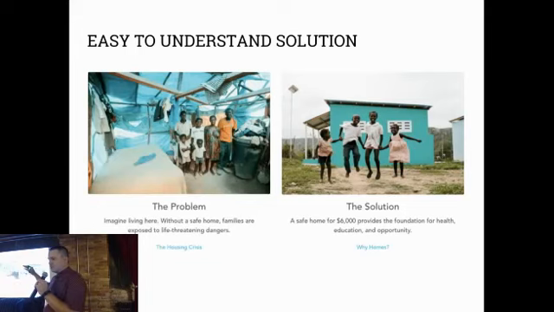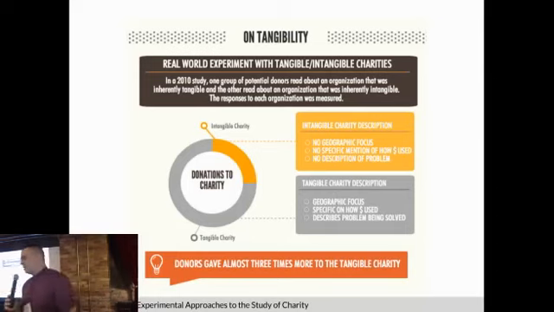Now they have layers in their site too, like the model and how you do it. But fundamentally it's like, here's the problem, here's the solution, and then move on. So you can see them side by side, that's kind of what it looks like. And here's where tangibility is really, really important.